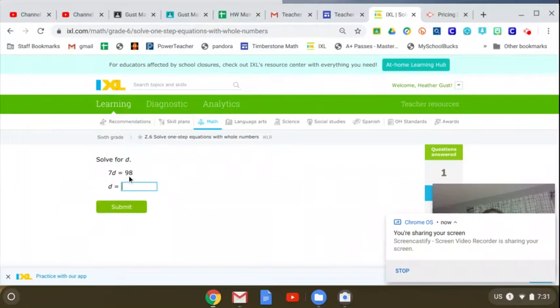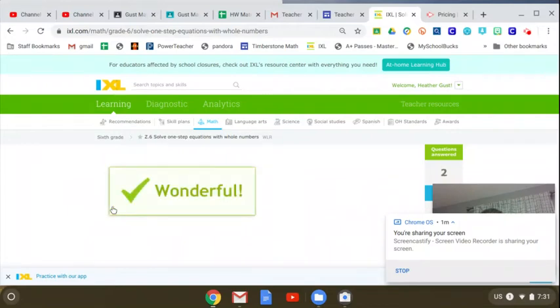If you're having a hard time with this, instead of just doing guess and check, you can ask yourself, 98 divided by 7 gives you what? So you're thinking about fact families and you're using the opposite to solve the problem. So if I take 98 divided by 7, that's actually going to give me 14. And then I can go ahead and submit that answer.